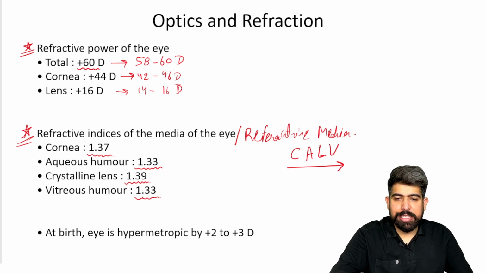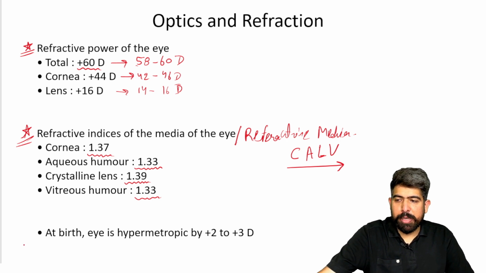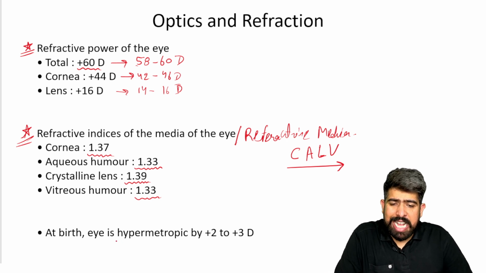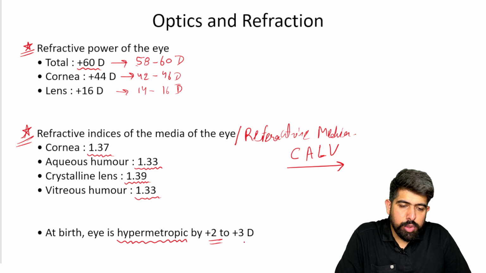Okay, so the refractive media is clear, and the refractive indexes are also clear. About the values of the refractive media and refractive index, I think it's clear to you, right? Just remember, if I'm talking about refraction, then from childhood, if a newborn patient comes to you at birth, the patient has a hypermetropic eye. How much? +2 to +3 diopter.